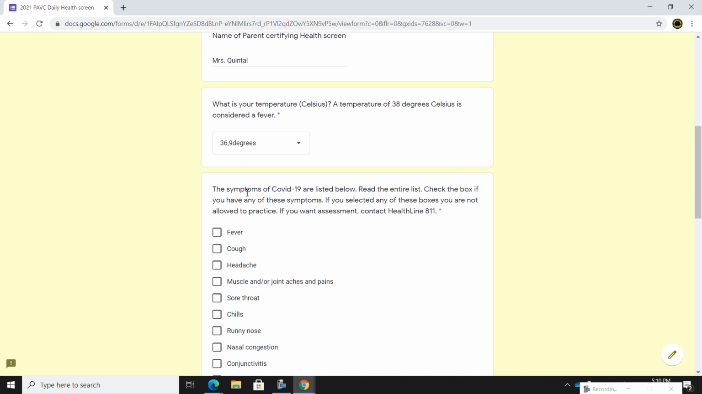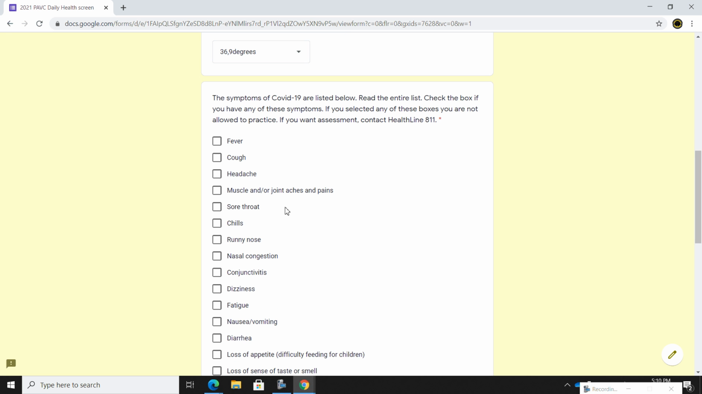And then the symptoms of COVID-19 are listed below. So we'll read the entire list. Check the box if you have any of these symptoms. If you select any of these boxes, you're not allowed to practice, and you should be contacting Healthline 811 if you have any of these. So again, you're going to go over any of these.